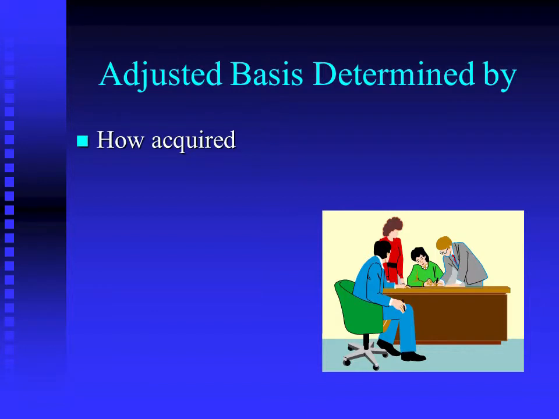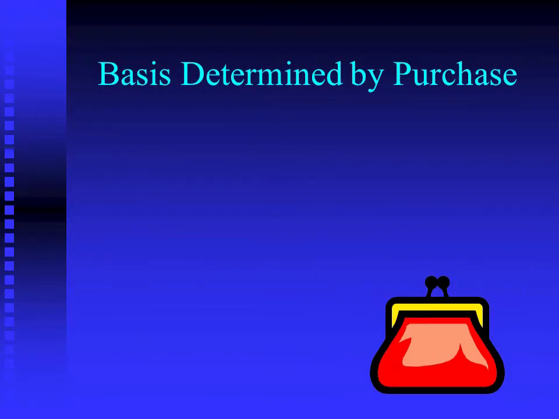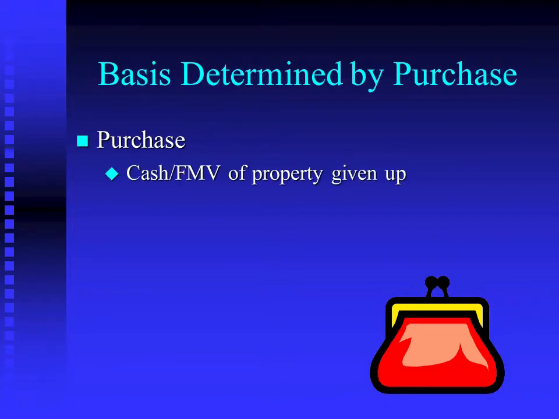So how you acquire property determines part of the basis adjustment, whether you purchased it, whether it's a gift, inherited, or converted. So just a quick review of what we've already said. If you buy property, your basis is the cash or fair market value of property given up. All right, so we're looking here at you giving up property. You want to buy my business. You're going to give me some cash, but you also say that I will prepare your tax return for the next 10 years if you sell me this property.